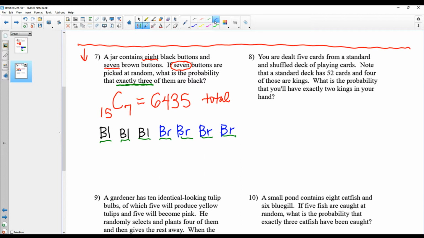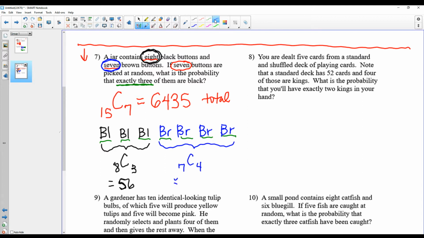So I need to think about how many ways of my 8 black buttons, how many ways can I possibly get 3 of those exactly? So I'm doing 8 choose 3. How many different ways can I arrange my 3 black ones? And that's 56 ways. And then how many different ways can I choose out of my 7 brown? How many can I choose 4? How many ways? I have 35 ways there.